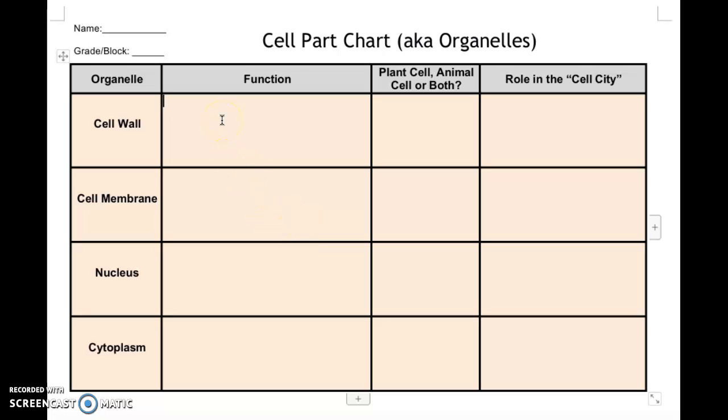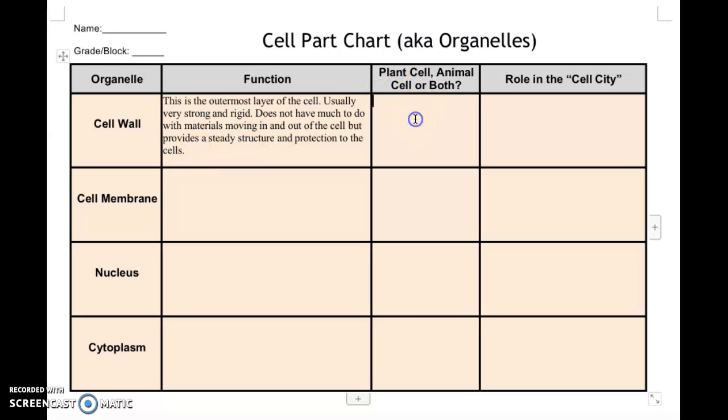The very first one that we see is a cell wall. Now, a cell wall, as you've already read, is the outermost layer of the cell. It is very rigid, very tough. It does not have much to do with how plants transport materials in and out of the cell. It's mostly there to provide structure and protection for the cell. Now, the next question is, is it present in a plant cell, an animal cell, or both?